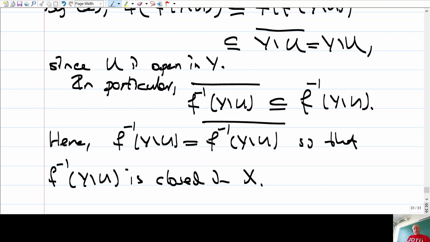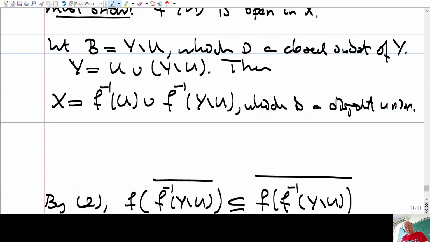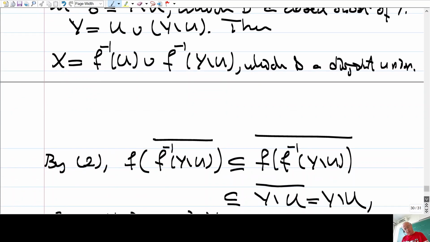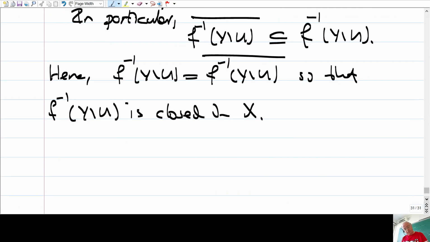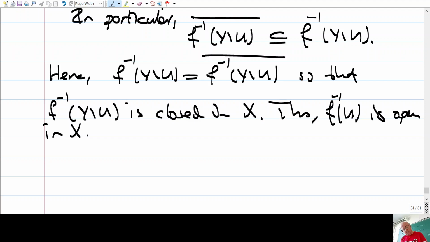But F inverse of U and F inverse of Y minus U are complements. This is a disjoint union. And I know that this one is closed. Therefore, this one has to be open. Thus, F inverse of U is open in X. So we are done.